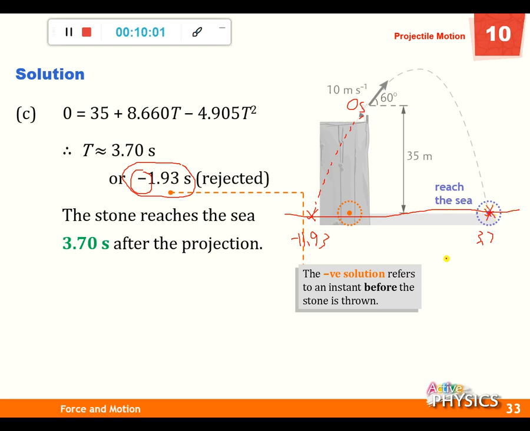First root 3.7, second root negative 1.93. If we project this stone from here to the starting point, you should take 1.93 seconds. Okay, but of course, this part is impossible in physics. But in mathematics, this is possible because this is one of the roots.